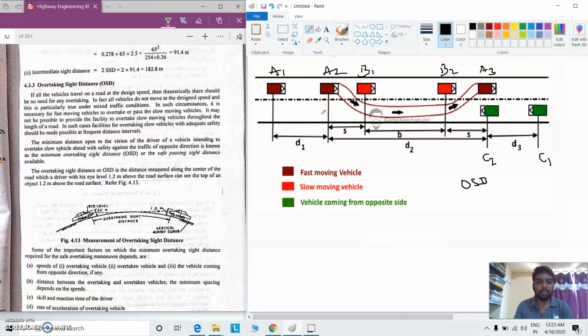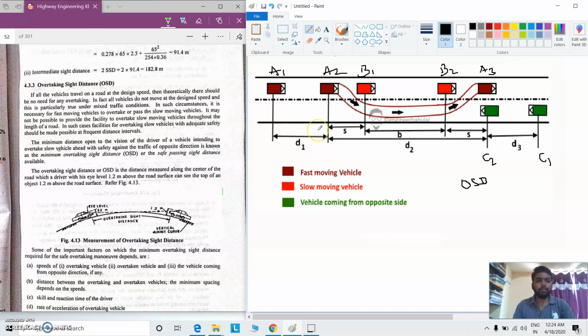When a vehicle is traveling, it is not intended to maintain the same speed throughout the length of the national highway. In some cases the vehicles will not move at the designed speeds. Theoretically there should be no need of any overtaking. If the vehicle is traveling at the design speed, there is no need for the concept of overtaking.